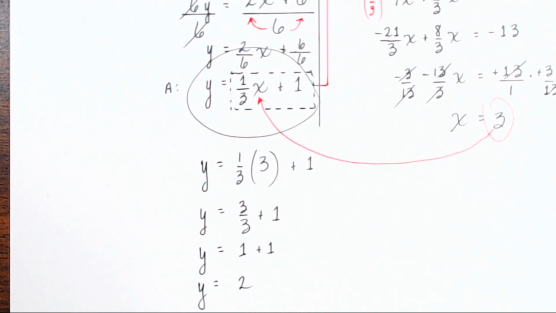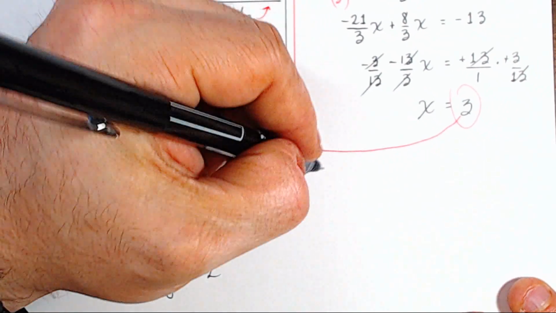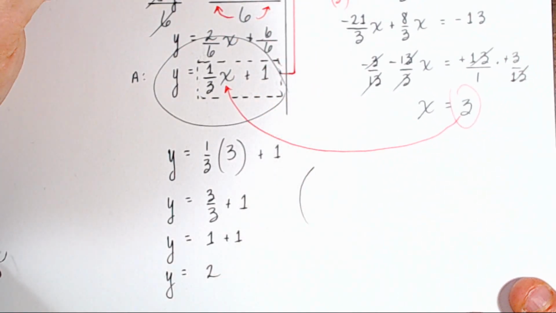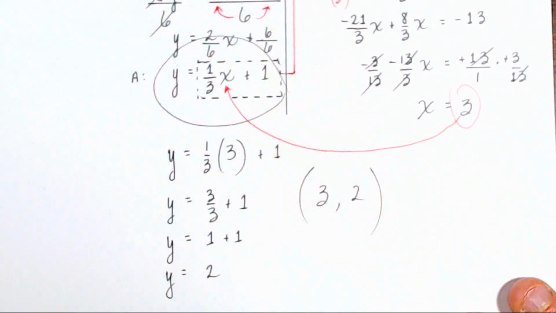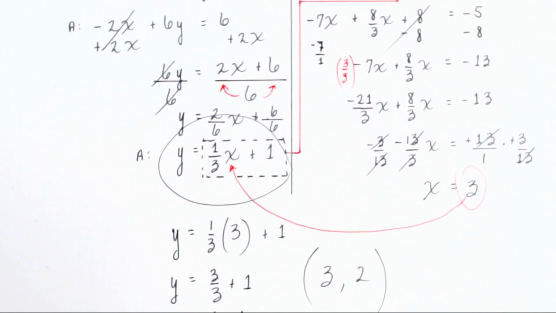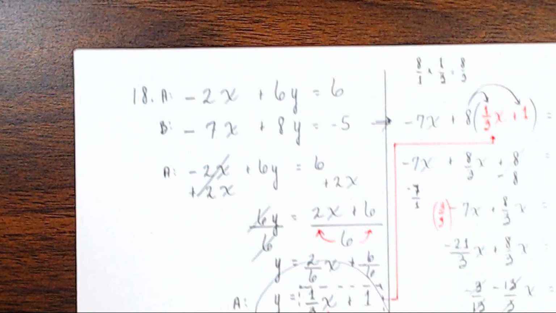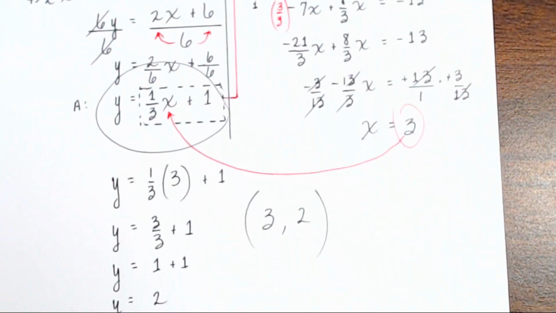So last but not least, what is the point of intersection for this system of equations? y equals 2, x equals 3. So (3, 2). And that is the solution to this system of equations, (3, 2). It's also the place where these two lines would intersect if you were to graph them.